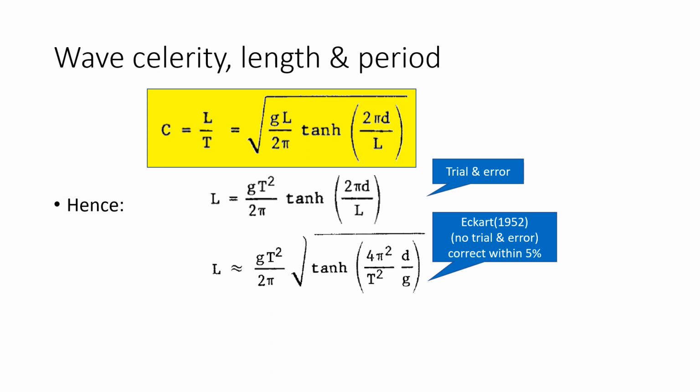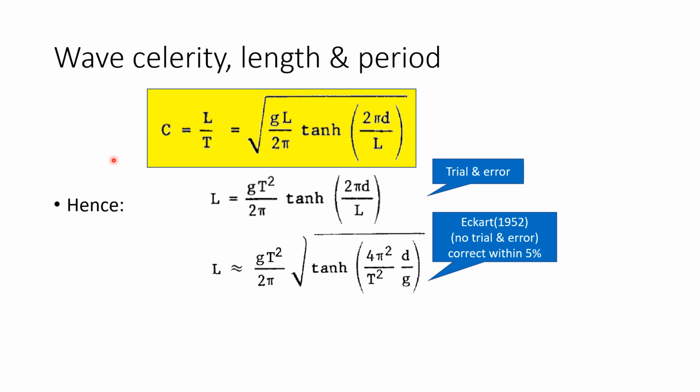If we expand the expression that we get from the previous slide, C equals L over T, we also get this expression: C equals the square root of g L over 2 pi times the tangent hyperbolic of 2 pi d over L, where 2 pi over L is basically the k, and again 2 pi over L in the tangent hyperbolic is basically the k. So you can see that we already came across this equation in the previous slide.